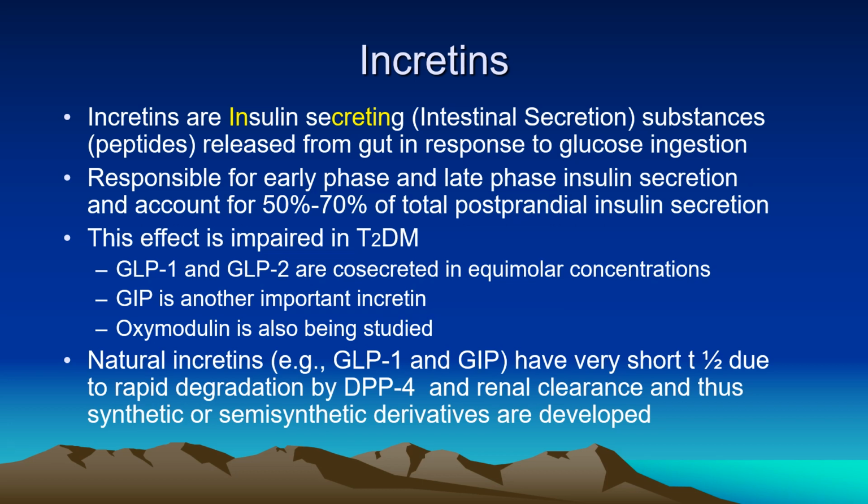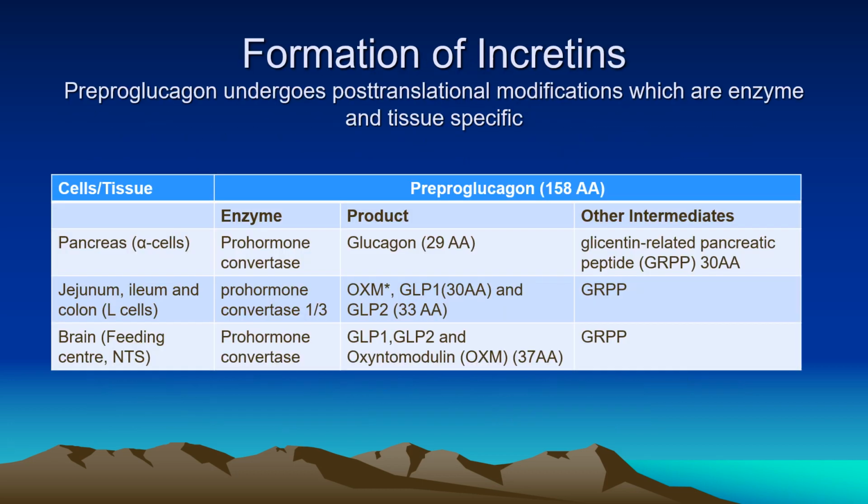Now, among the incretins, GLP-1 and GLP-2 are co-secreted in equimolar concentrations. GIP is another important incretin, and oxyntomodulin is also being studied. Now, natural incretins GLP-1 and GIP have very short half-life, and therefore they are not used clinically. Their half-life is short because of rapid degradation by dipeptidyl peptidase 4 enzyme and renal clearance. However, several derivatives which are semi-synthetic in nature have been developed and are in clinical use today.